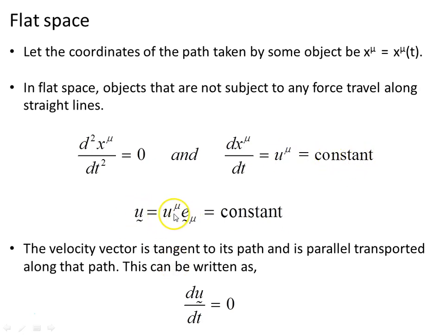So the velocity vector can be written in this form, u^μ times the basis vector e_μ, and that vector is constant. Free objects not subject to any force travel in straight lines, just as we learnt in Newton's laws of motion. The velocity vector is tangent to its path and is parallel transported along that path. So this can be written as du/dt is 0. u is a constant, so the derivative with respect to time will be 0. The velocity vector in flat space is parallel transported along the path the object takes.